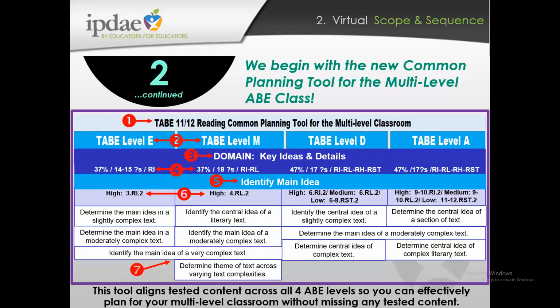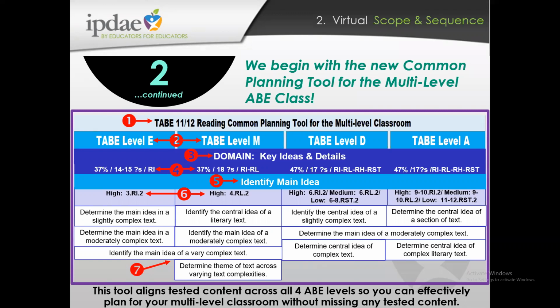Let's look at number 1. This is the title of the common planning tool for the multi-level classroom. Remember, there are 3 tools, 1 for each TABE subject area test. Number 2 identifies each of the 4 TABE test levels for the reading test in this case. Number 3 identifies each tested domain. In this example, the domain listed is, quote, key ideas and details, right? So you may begin to notice that the information on this tool is the same as the information found on the individualized instructional student plans, or the IISPs. And if you're making the connection, you are absolutely right. Again, remember what we did was align the information for all 4 test levels so that you could have them at a glance in one shot, right?